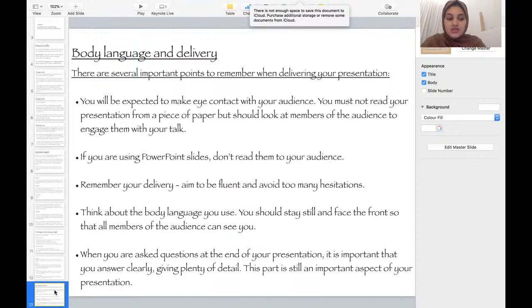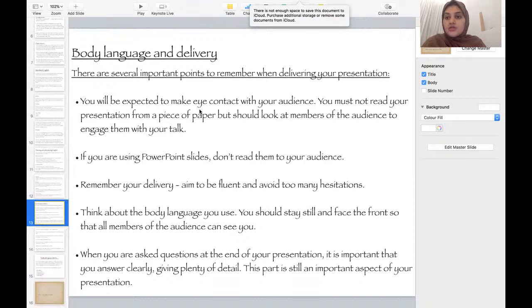Body language and delivery. There are several important points to remember when delivering your presentation, okay? So you will be expected to make eye contact with your audience. You must not read your presentation from a piece of paper, but should look at members of the audience to engage them with your talk. If you are using PowerPoint slides, don't read them to the audience. Remember, in your delivery aim to be fluent and to avoid any hesitations.